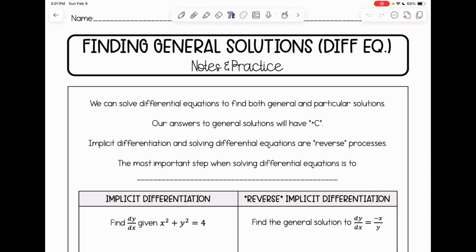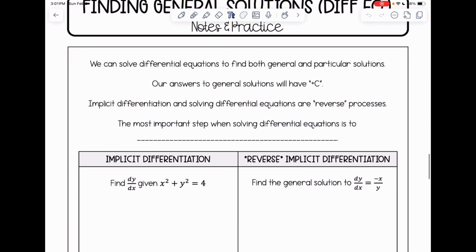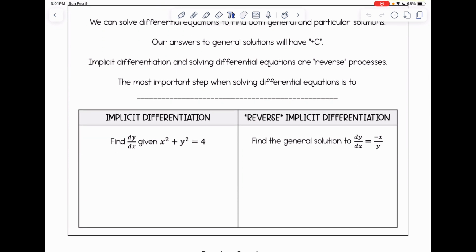In this video, we're going to be talking about how do we find the general solutions to differential equations. So when we solve differential equations, we're going to be learning how to find both general and particular solutions. This video will just be covering general solutions. And that means all of these answers will have plus c in them, to represent that unknown constant that we have when we integrate.